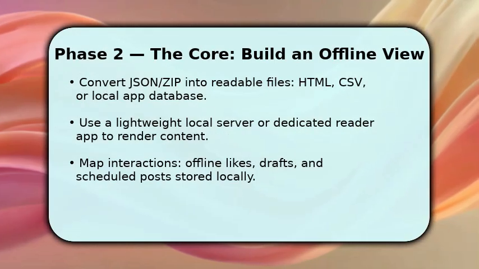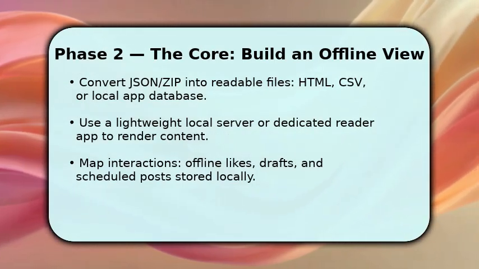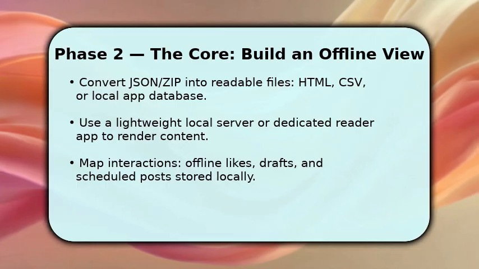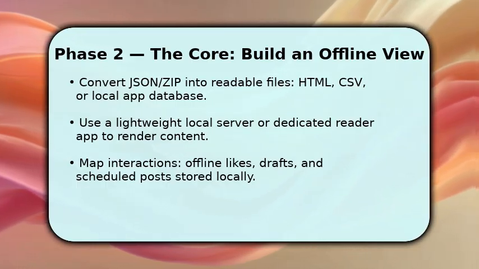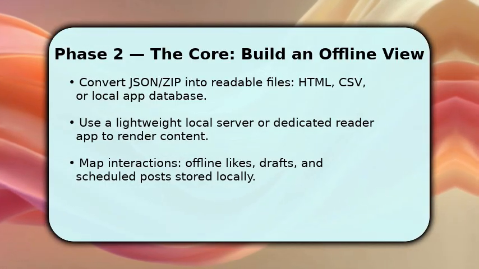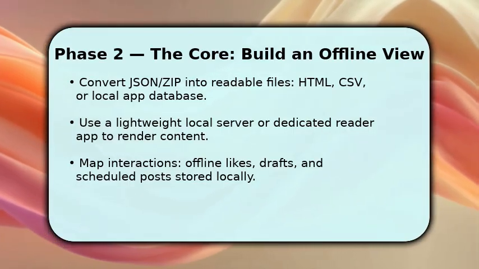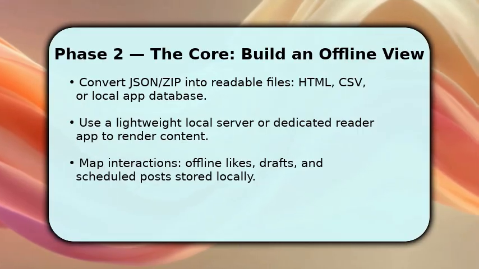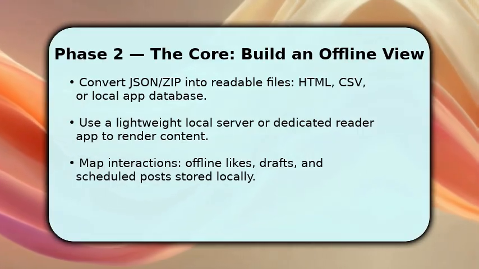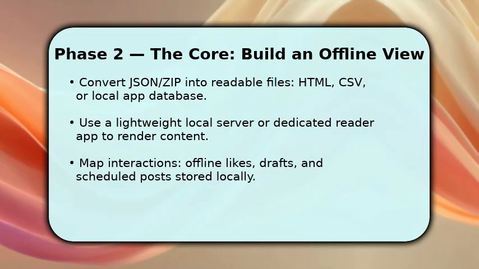You now transform raw exports into interactive, browsable content so offline use feels normal. Use a local server or reader app to convert JSON into HTML pages and CSVs for contacts. This makes search and display fast. Once converted, sync photos to a local gallery and map interactions.